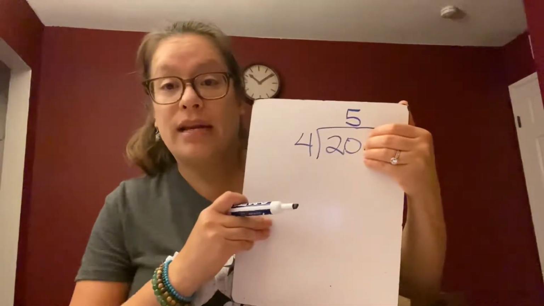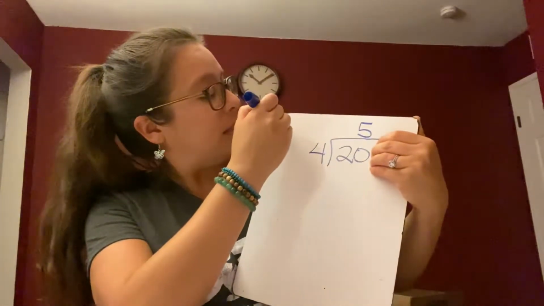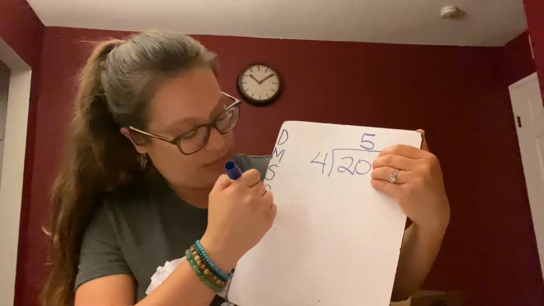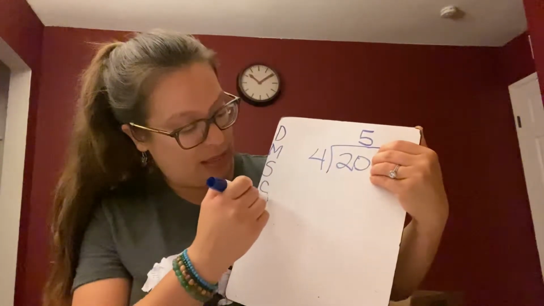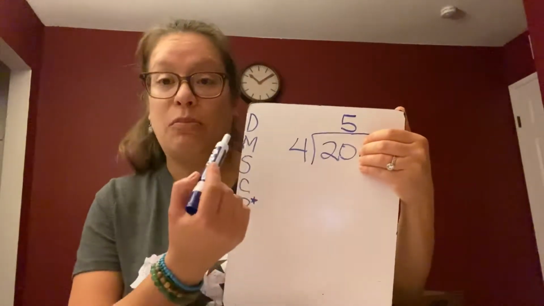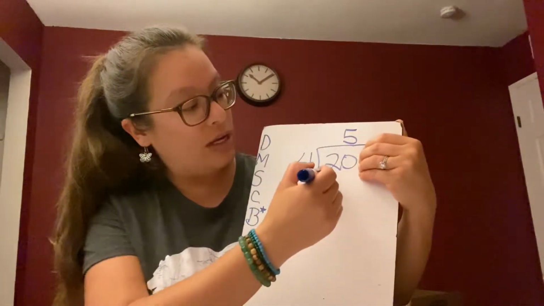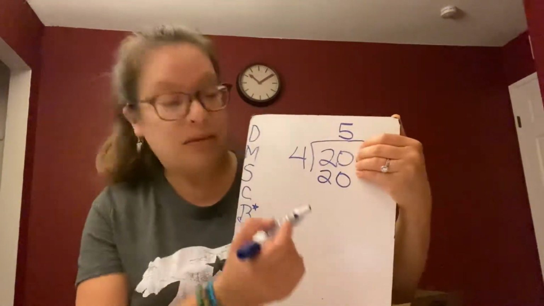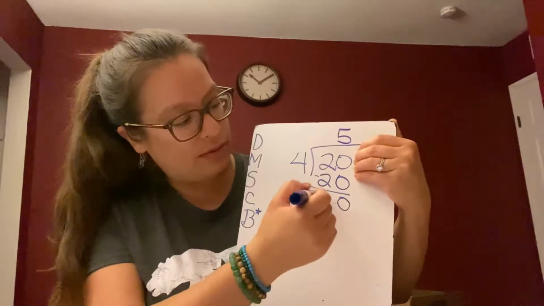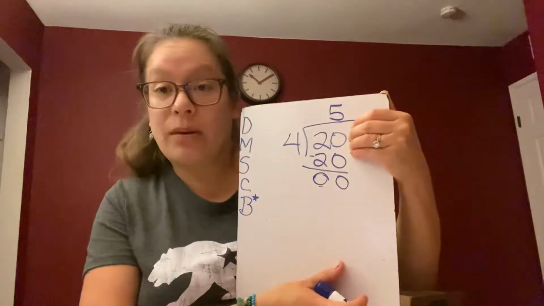Now my next step, before I continue, I'm going to write my steps here because this is very important. So I just divided. Now I multiply. 4 times 5 is 20. Now I subtract, right? 0, 0, obviously. Now I check my work.